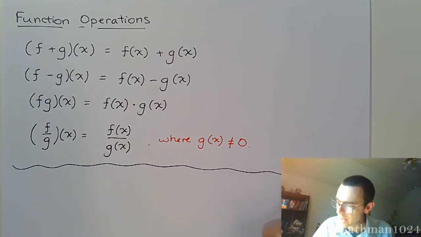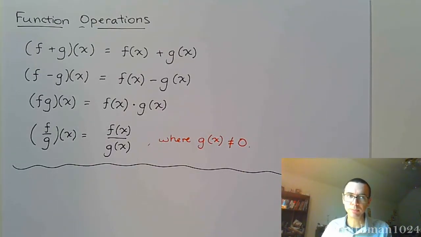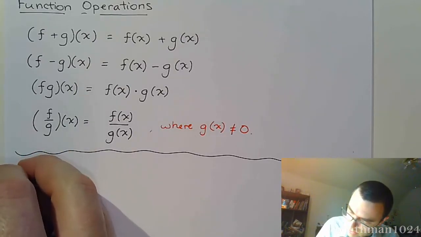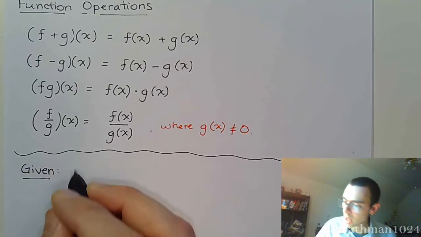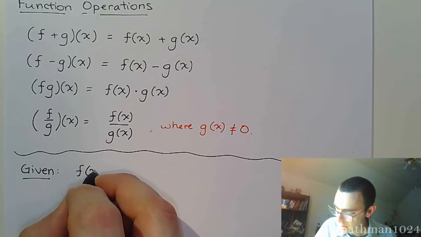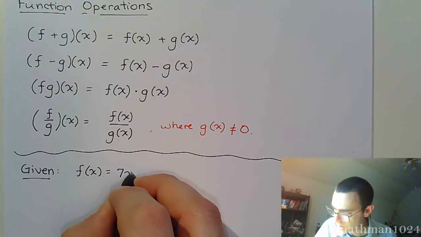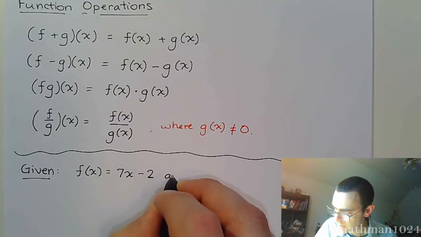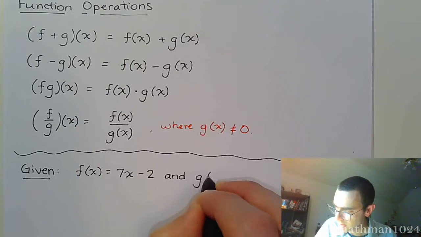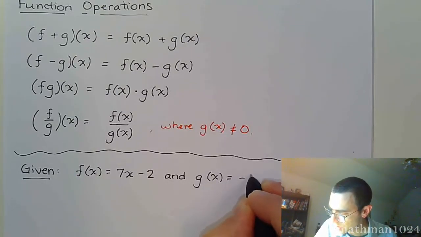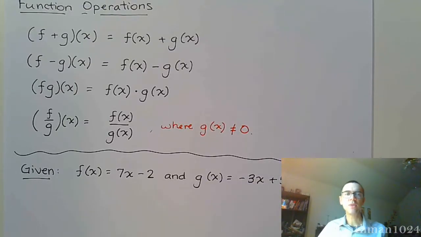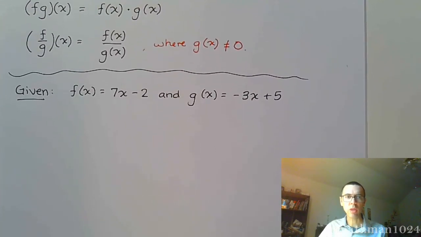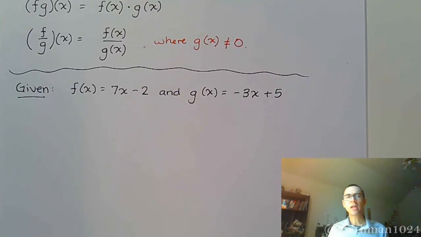Alright, so we're going to make this as nice and simple as possible. It really isn't that bad. Again, it's all about paying attention and plugging into the right function. So if I say that f(x) is equal to 7x minus 2 and g(x) is equal to negative 3x plus 5. Okay, so we have these two functions, and I'm just going to ask some fairly simple things.